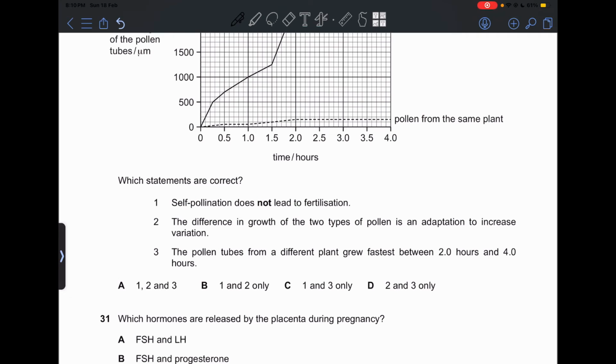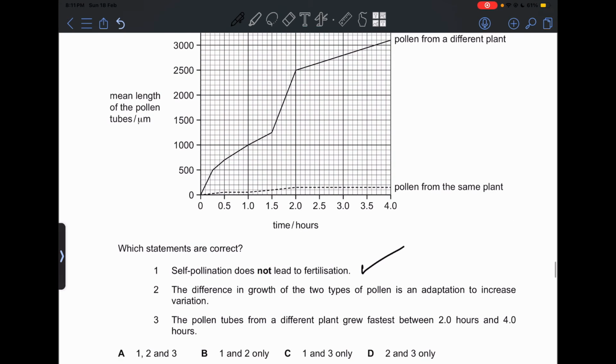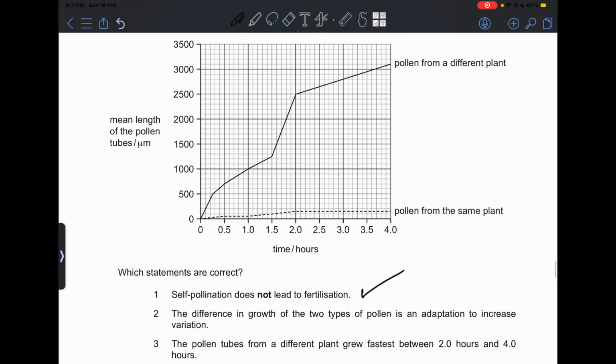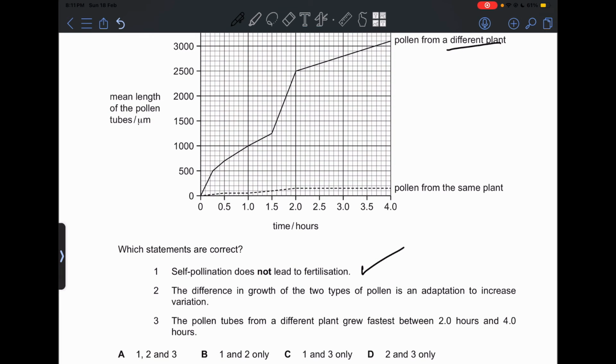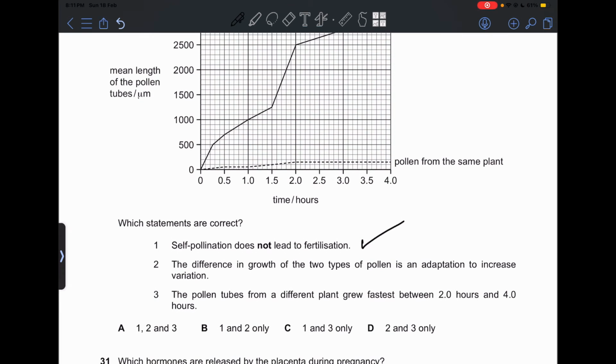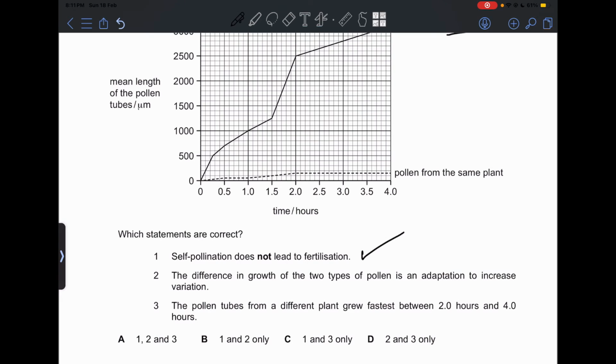self-pollination does not lead to fertilization. Actually, this is correct because over here we can see that pollen from the same plant, there was so little increase in the mean length of the pollen tubes compared to pollen from a different plant. So the self-pollination does not lead to fertilization. This is correct, as we can see. Number 2, the difference in growth of the two types of pollen is an adaptation to increase variation. This is actually again a correct statement.